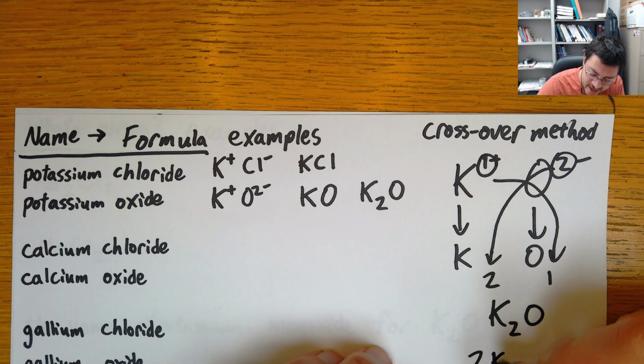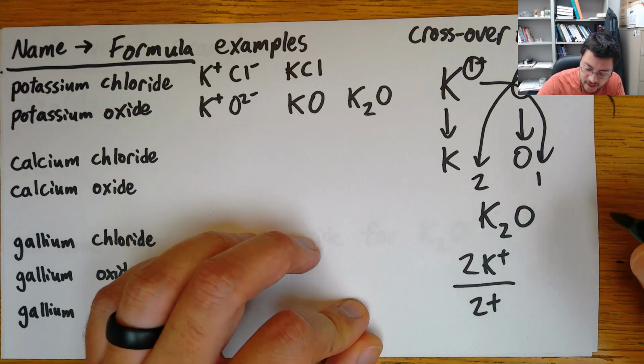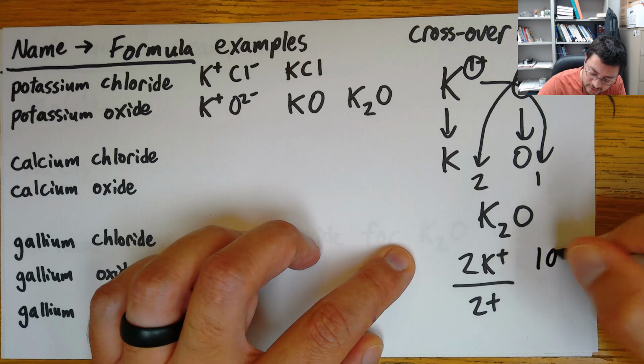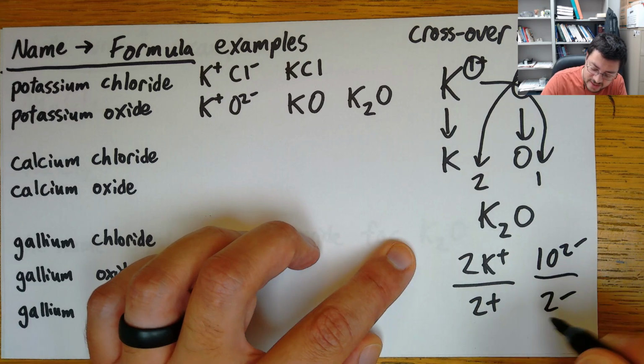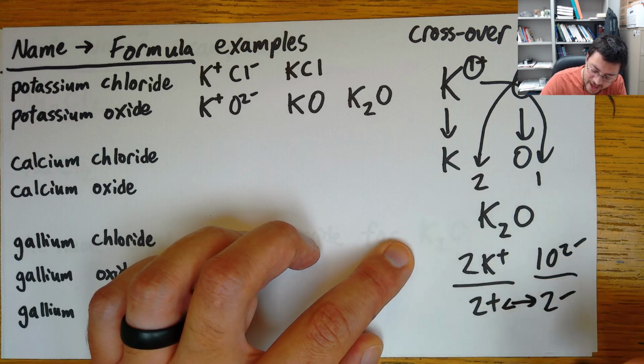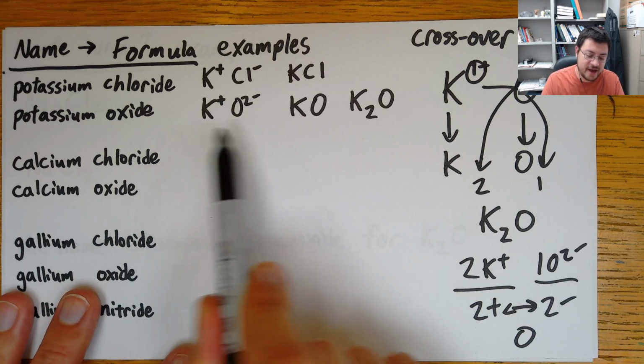If we have 2 potassiums, we have a total of 2 plus in the world. And if we have 1 O2 minus, we have a total of 2 minus in the world. We need these to add up to 0. Okay? That's how ionic compounds work. The pluses and minuses mix with each other until everything is neutral. There's no law saying we need only 1 of each atom.